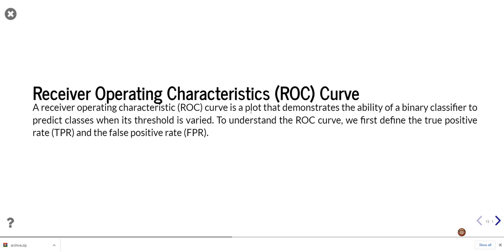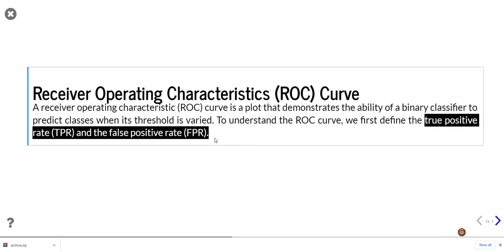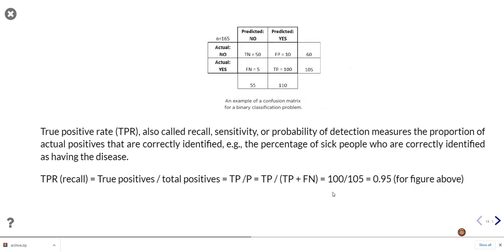So ROC is actually a plot that demonstrates the ability of a binary classifier to predict classes when its threshold is varied. So to understand the ROC curve, we have to first define what is true positive rate and false positive rate. So this is another important thing. Make sure you know what is true positive rate and also false positive rate.